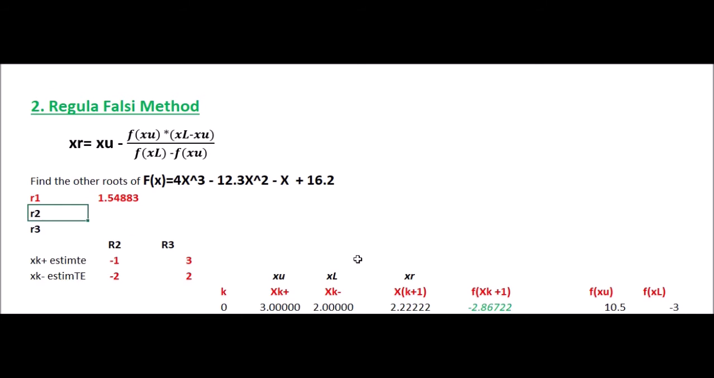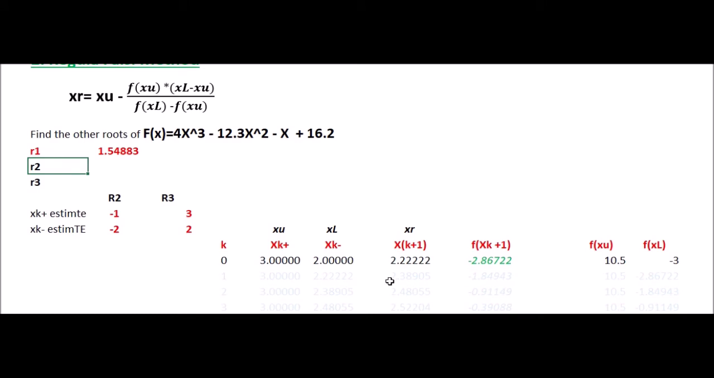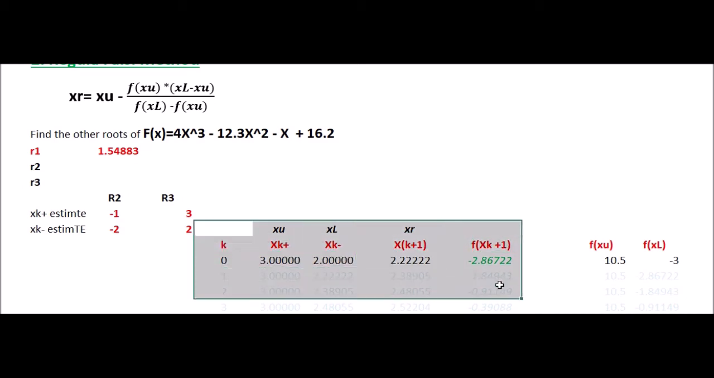Alright. Now, this will be our format in solving this type of problems. So, first, I want you to create a table. First column would be your K. This is your XK positive, or ito na yung XU natin. Then, we have our XK negative or our XL. Then, we have our XK plus 1 or ito na yung ating XR and your F of XK plus 1. Ibig sabihin, ito yung value ng ating F na sinubstitute itong XK plus 1. Alright? So, ito yung magiging table natin.